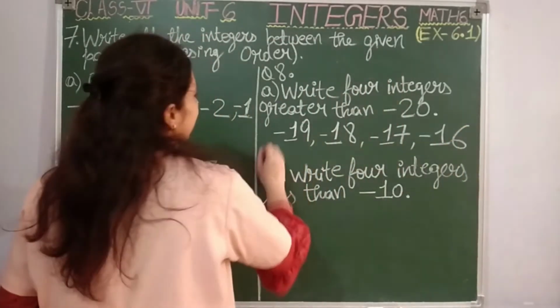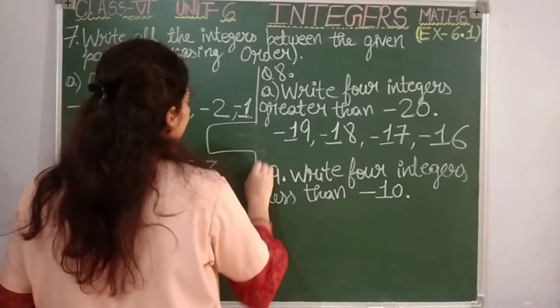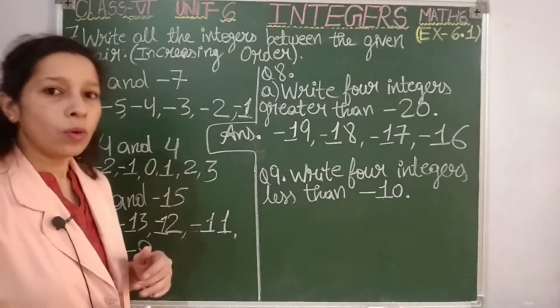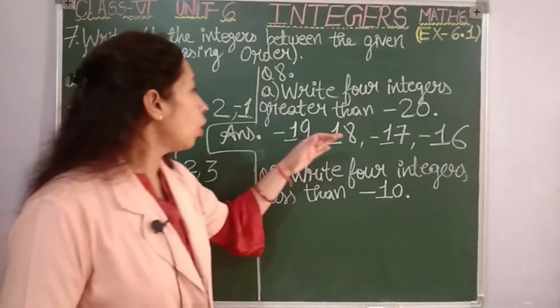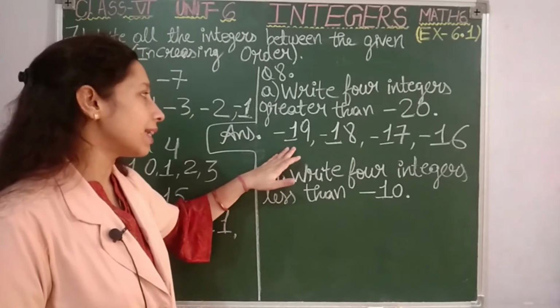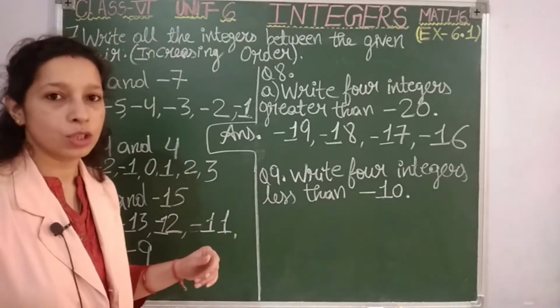I hope it is clear to you why we have written this as the answer, because as the negative number increases, its value decreases. So minus 20 is less than minus 19, and minus 19 and all these numbers are greater than minus 20. Question number 9, students.